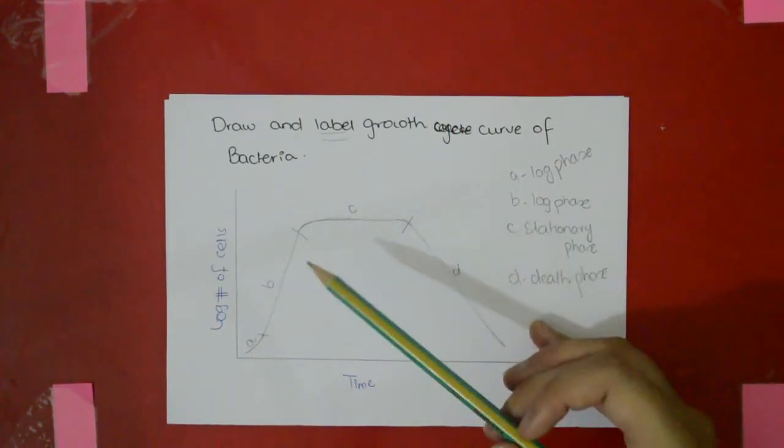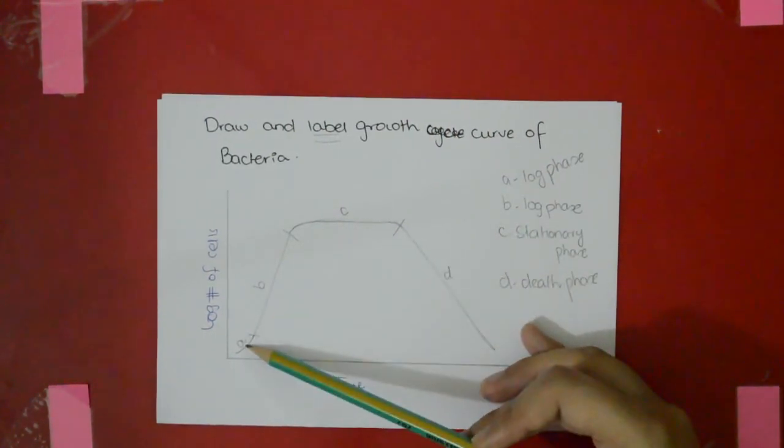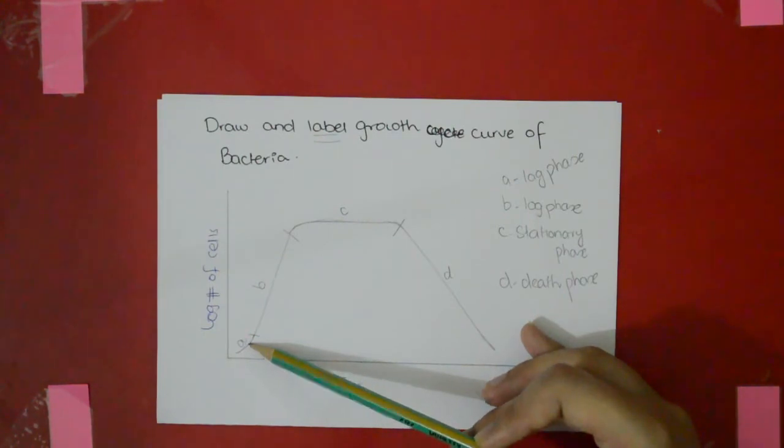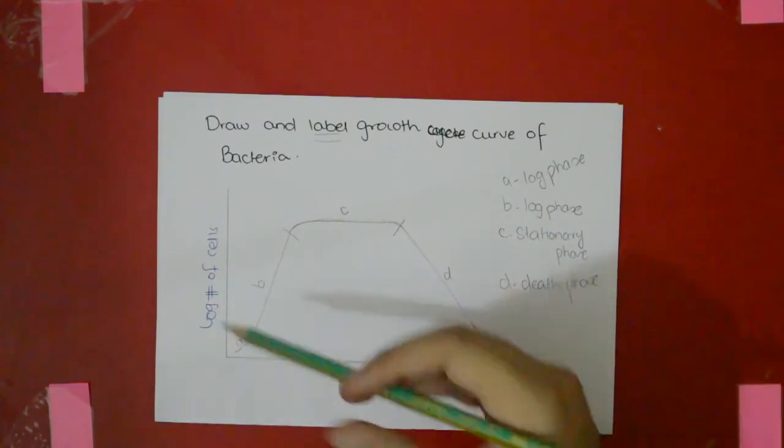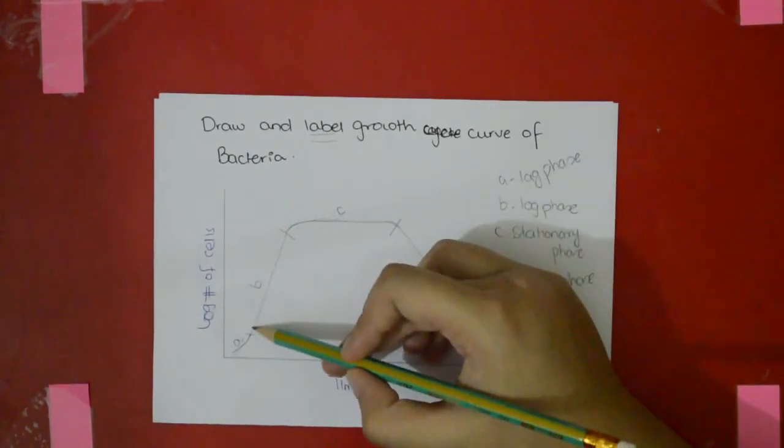For this, you should know that the lag phase is the one during which vigorous metabolic activity occurs, but cells do not multiply. There's metabolic activity, but no multiplication of cells. So they do not divide. This can last from a few minutes up to many hours.